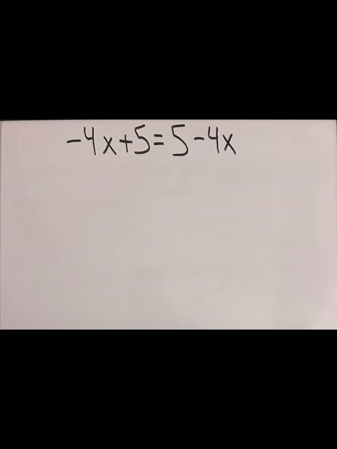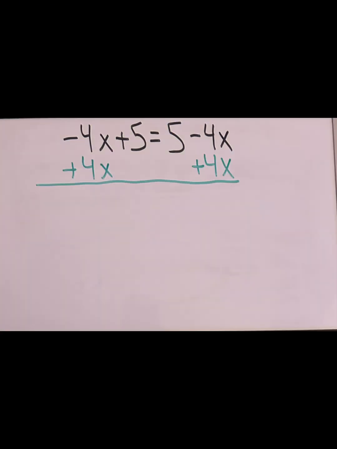Next equation we have is negative 4x plus 5 equals 5 minus 4x. Are you able to identify the structure of this equation? If not, you can go ahead and solve it to see how many solutions we should have. So we still want to start off trying to combine our like terms. Well, in this situation, we have the same exact variable. We still should follow the same steps to combine those variables by using the opposite or inverse operation. So we're going to add 4x to each side of the equation.